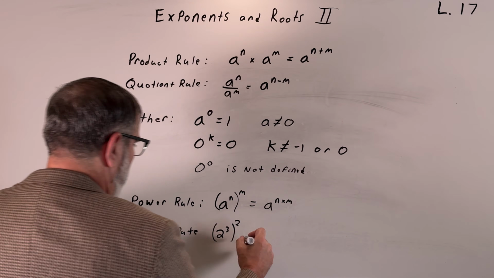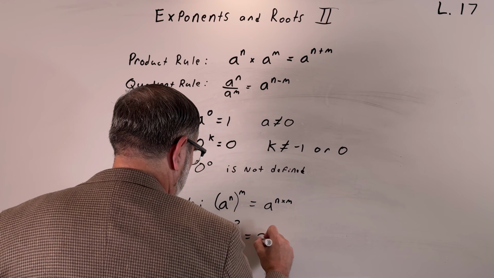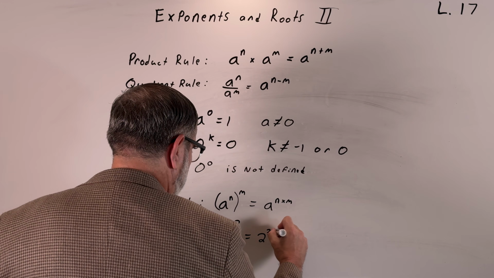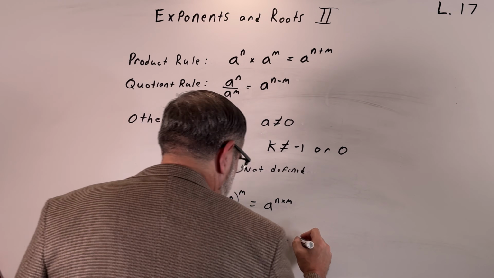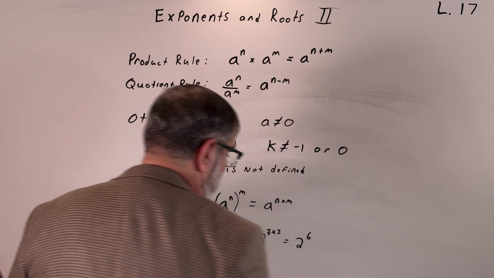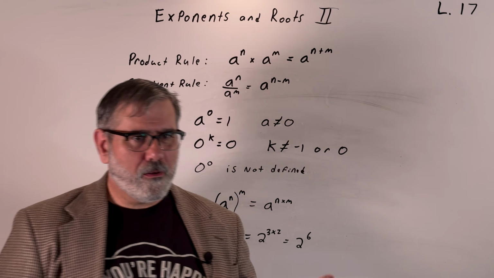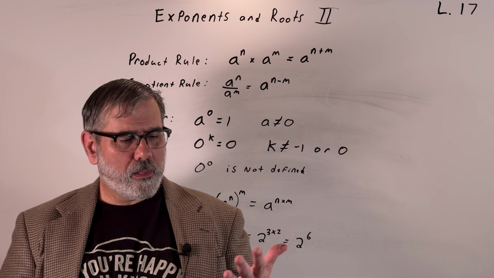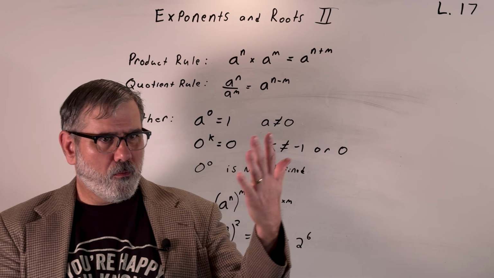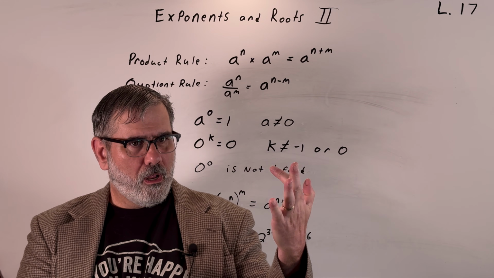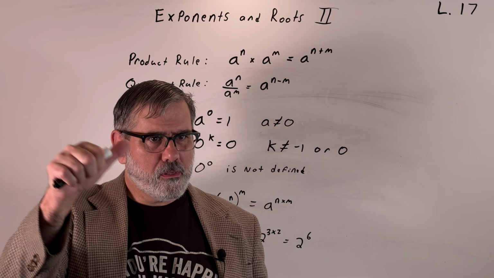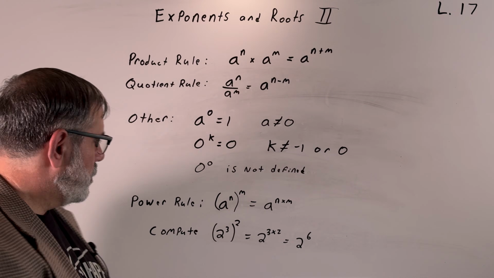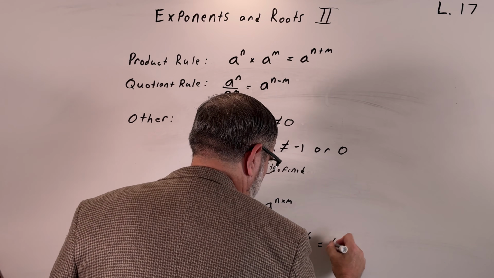So the power rule says that this is just going to be equal to 2 to the 3 times 2 power. Well, 3 times 2 is 6. So this is 2 to the 6th. And if you want to multiply that, you can. Right? You know how to double things quickly. You could hold up 6 fingers and you could go, well, you got 2, 4, 8, 16, 32, 64. So 2 to the 6th should be 64.